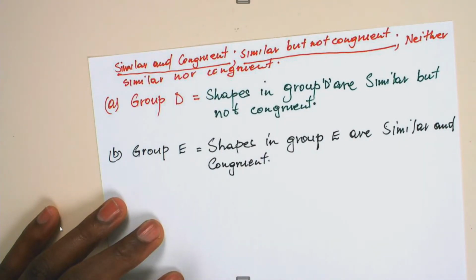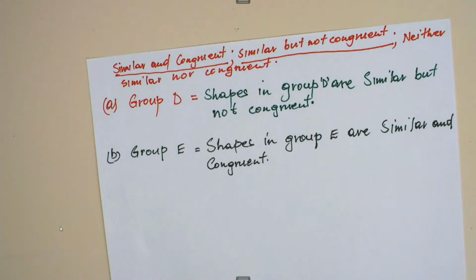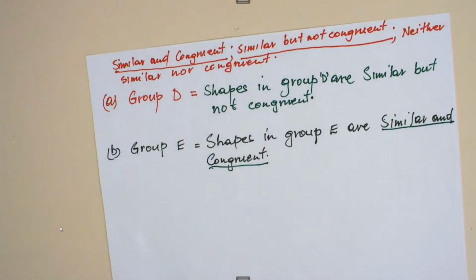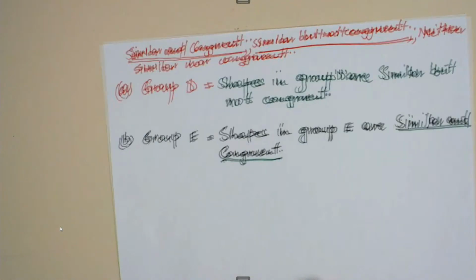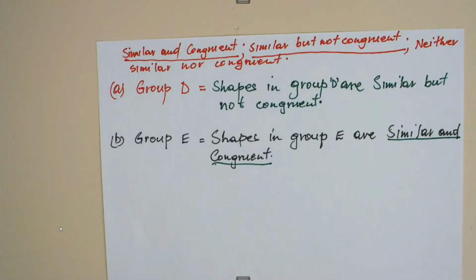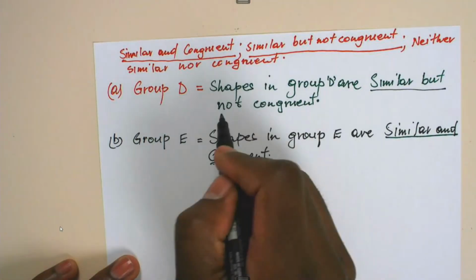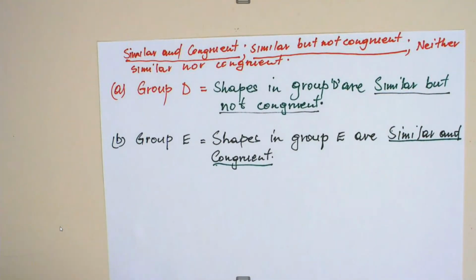Shapes in group E are what? Are similar and congruent, meaning that they are same shapes and same sizes. Whereas in group D, similar shapes, they are same shapes but not same size. So that is very important there, guys. So the shapes in group E are similar and congruent. That means they are same shape and same size.